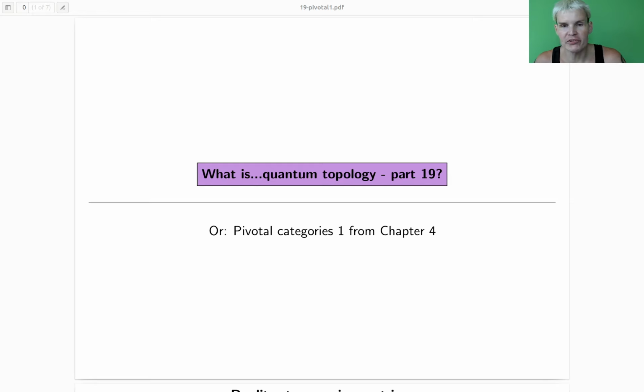Okay, welcome everyone to this continuation of quantum topology. Today I would like to tell you about duality in the categorical sense. People usually call it pivotal categories or rigid categories. Rigid is a word I'm going to use for a while, and then pivotal is kind of the nice form of duality, if you want.